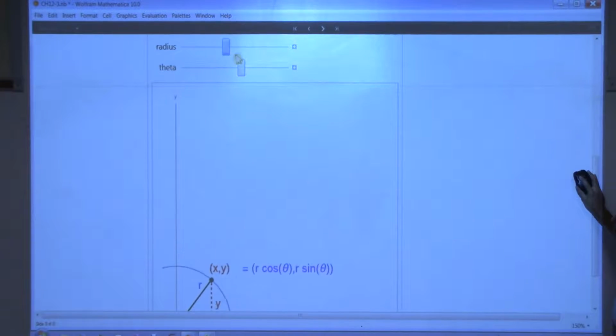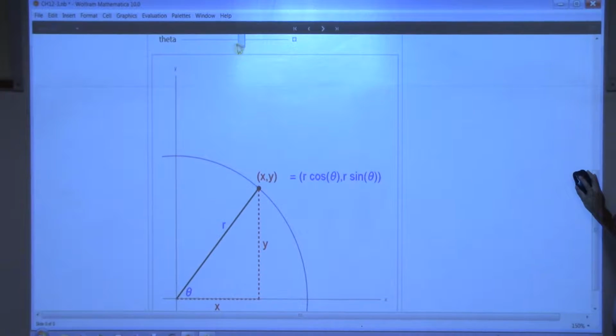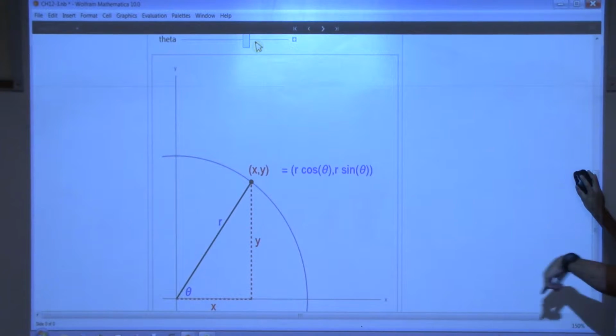Change the radius, change the angle, and I can get to any point I want, right? Like that.